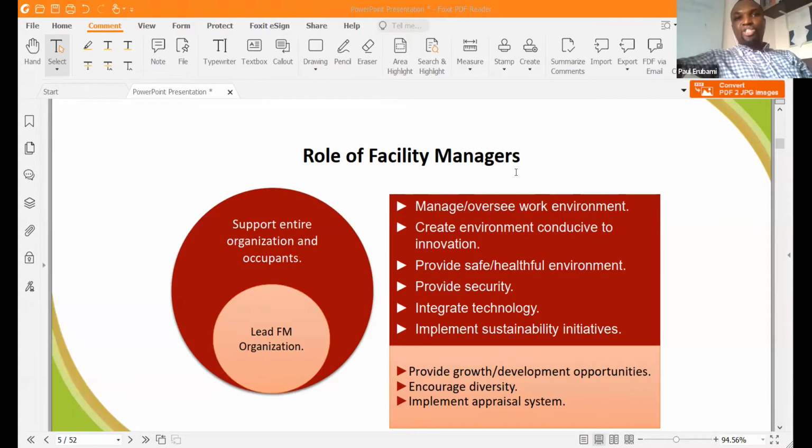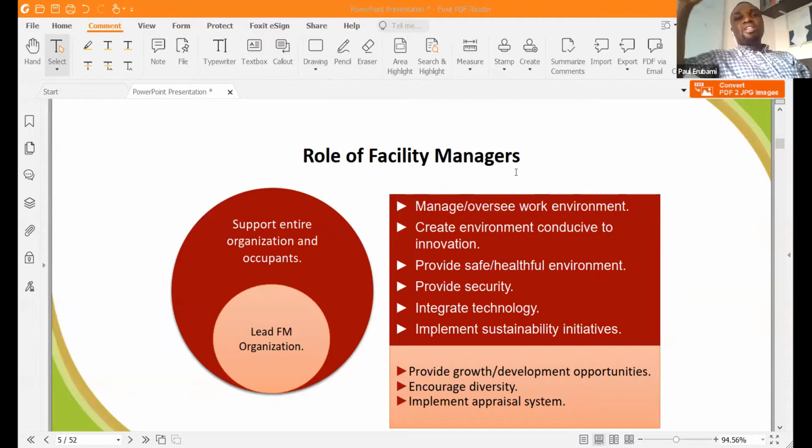You're supposed to provide security. People should feel secure in their working environment. As a facility manager, you should be able to integrate technology. The use of technology in your workspace is to improve your entire facility management process. It's easier for people to raise complaints, and it's easier for people to get their opinion heard and the likes.